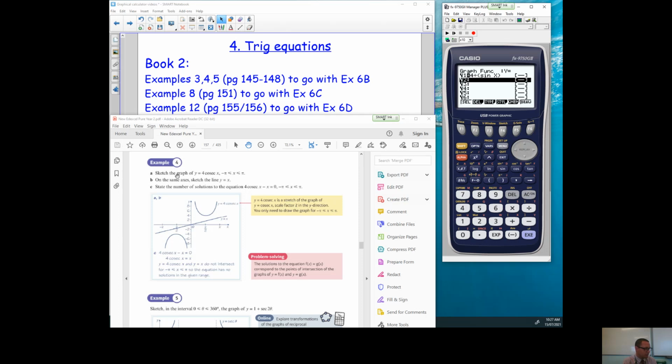So in example 4, you're asked to sketch the graph of y equals 4 cosec x in the interval minus pi to pi. So 4 cosec x, I've had to write that as 4 divided by sine x. And again, if in doubt, put brackets in it. So I've done that there. If I draw that and then go V window trig, it doesn't look good, right? You can't see anything. The reason is that this 4 has stretched it outwards, and this is only going up to minus 1.6 and 1.6. So I'm going to make that minus 10 and 10.